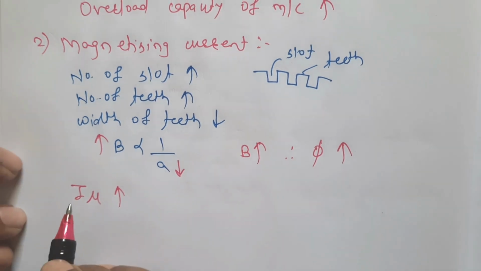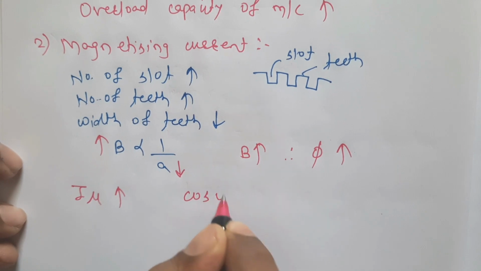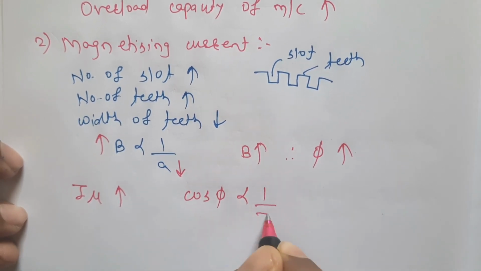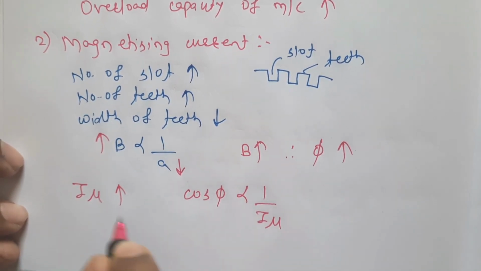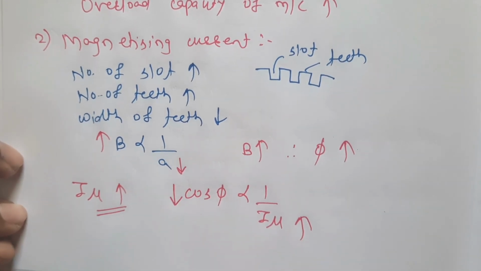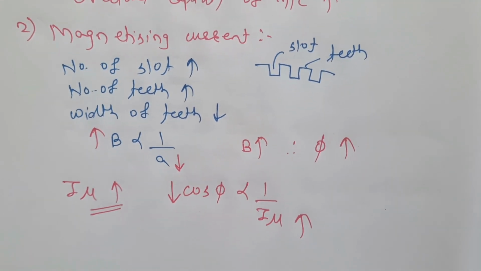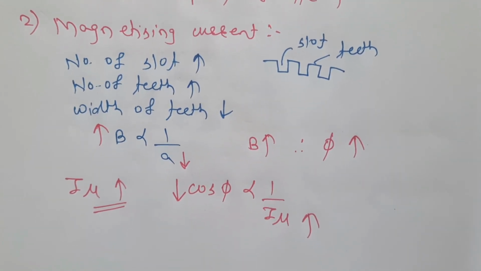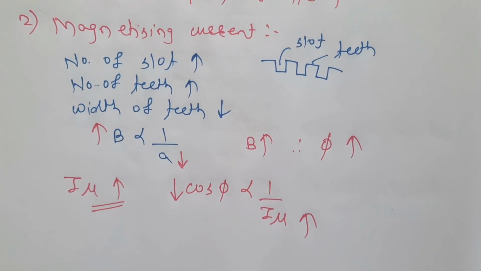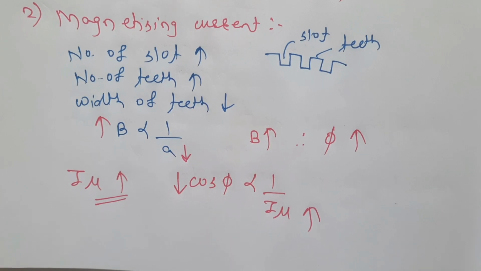As the value of magnetizing current increases, since cos phi, that is power factor, is inversely proportional to I mu, therefore as the value of I mu increases, power factor gets reduced. Therefore, a designer must select number of slot to reduce magnetizing current, and to improve power factor, he should select less number of slot.